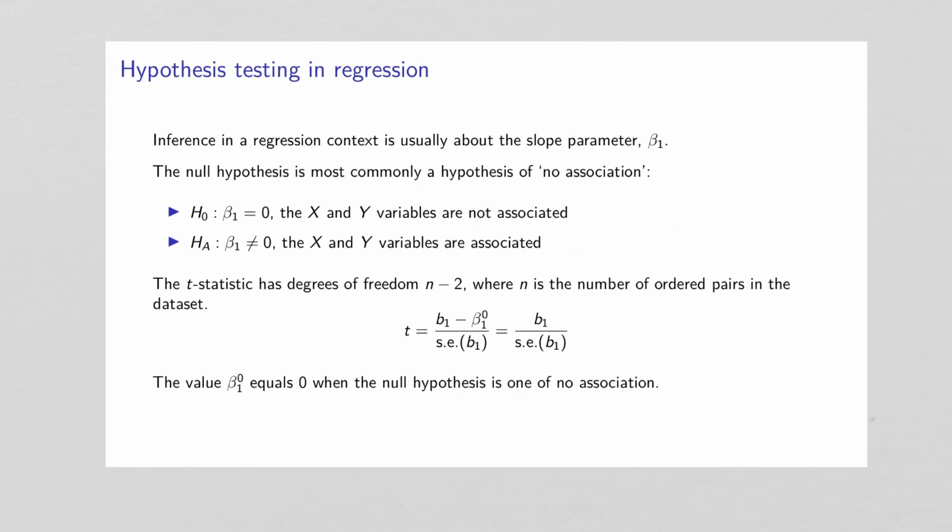Okay. So the null hypothesis is that beta 1 is equal to 0, and the two are not associated. So in this case, the line is completely flat. The slope of the line is 0. Okay. The alternative is it's not flat. It's either this or this.